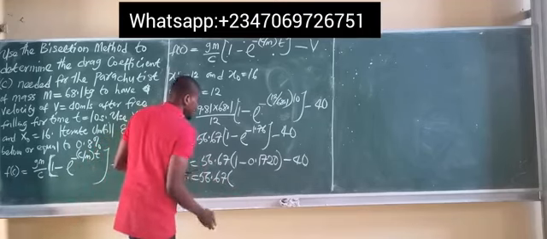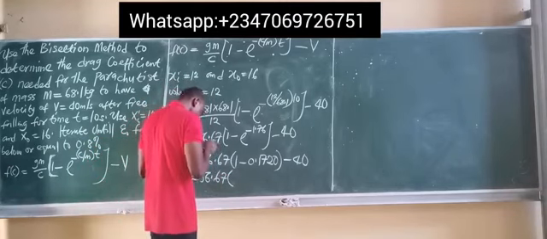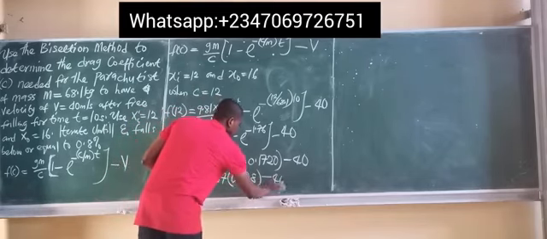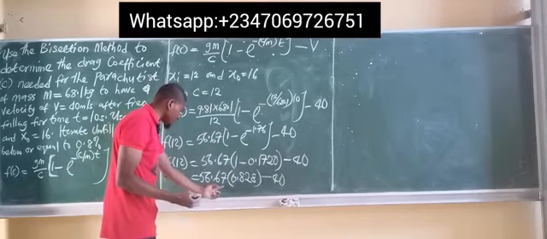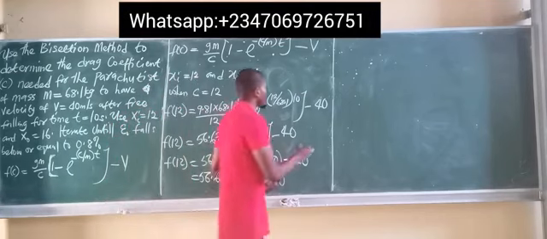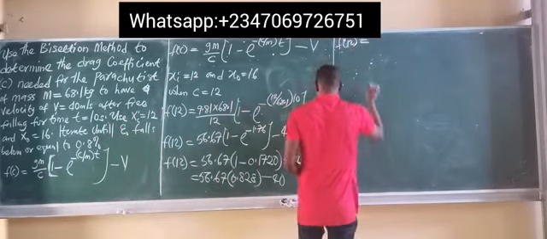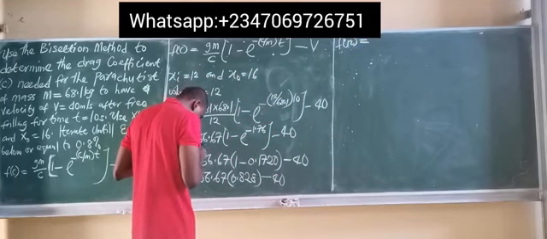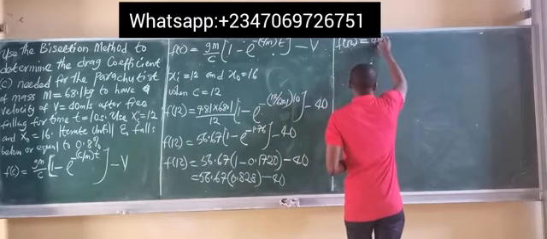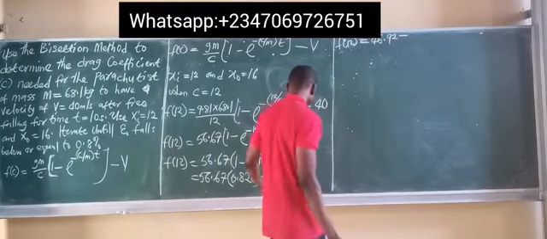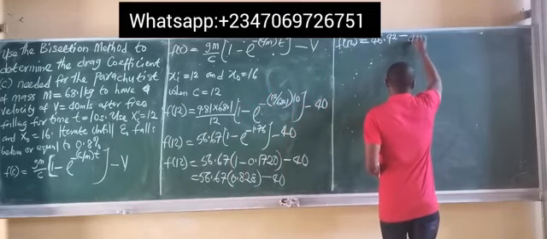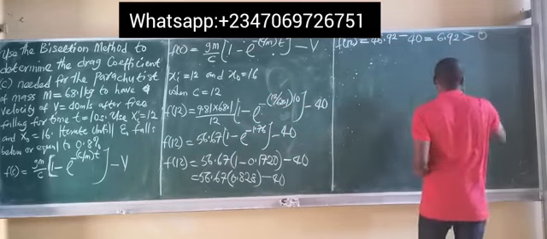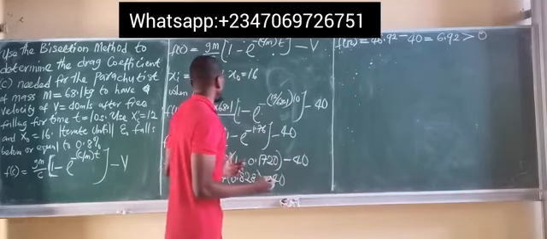So this is equal to 56.67 into 1 minus 0.1720. That gives us 0.828, minus 40. So we simply evaluate 56.67 multiplied by 0.828. f of 12 is now equal to 46.92 minus 40, which is actually 6.92, and this value is greater than 0, which means that of course x is positive.